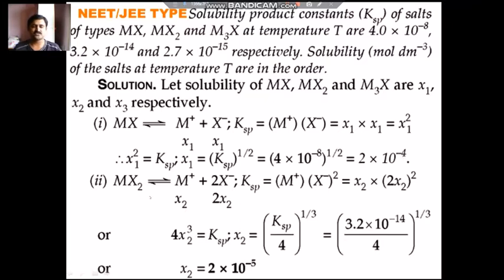Likewise, MX2 is there, meaning it is a 4x cube model. After finding the x2 value by substituting the Ksp value given in the problem, 3.2 into 10 power of minus 14, the x2 value we got is 2 into 10 power of minus 5.